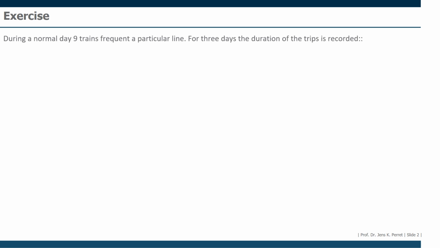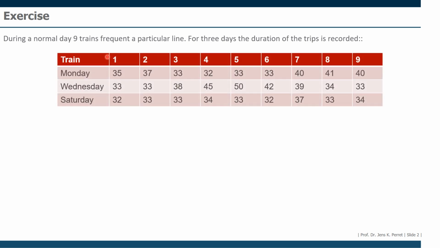To start with the exercise, we have here, during a normal day, 9 trains frequent a particular line. For 3 days, the duration of the trips is recorded. And we get here the 9 different trains and the 3 days for which we record their duration of traveling. Our task now: calculate the centered 3 and 5 day moving averages of the durations.